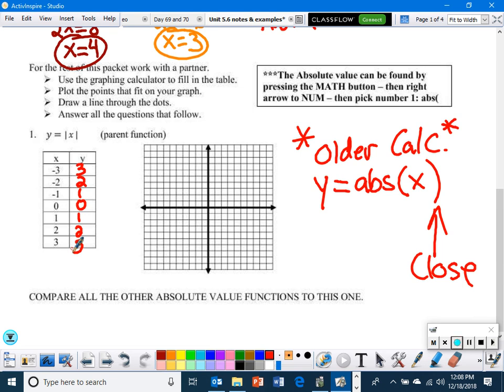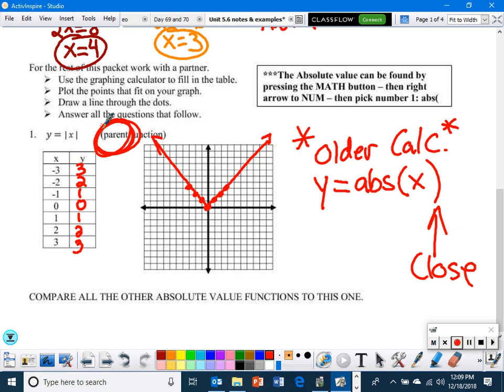All right, let's graph it. Now, this is not a parabola. This forms a V. No curves. Straight lines. They need to be straight lines like that. So this is what the absolute value of the parent function looks like. That's what the parent looks like.